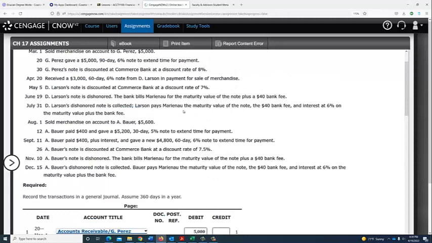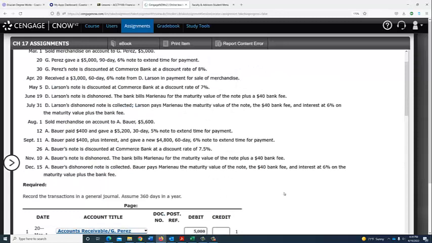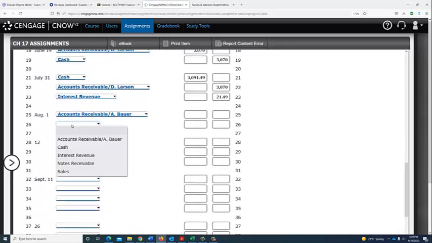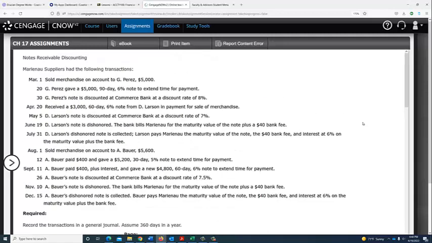Okay, on August 1st, we sold merchandise on account to Bauer for $5,600. Okay, that was just a simple sale on account, and that amount was $5,600. On August 12th, Bauer paid $400 and gave a $5,200 30-day 5% note to extend the time for payment.